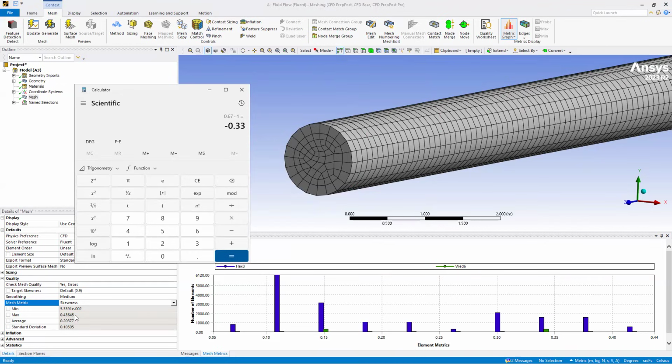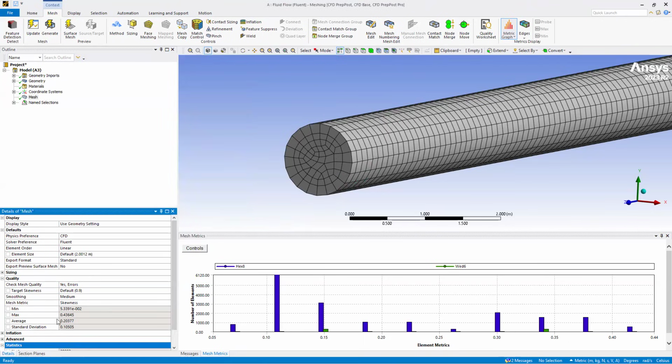Like I told you, for skewness, 1 is worst and 0 is best. And for orthogonal quality, 0 is worst and 1 is best. There it was 0.67. If you subtract it from 1, you get 0.33, but right now the maximum skewness is 0.43. So they are not 100% equal, but you can get a rough idea that it is close to this value, 0.33. This can be 0.4, maybe 0.25, like that.